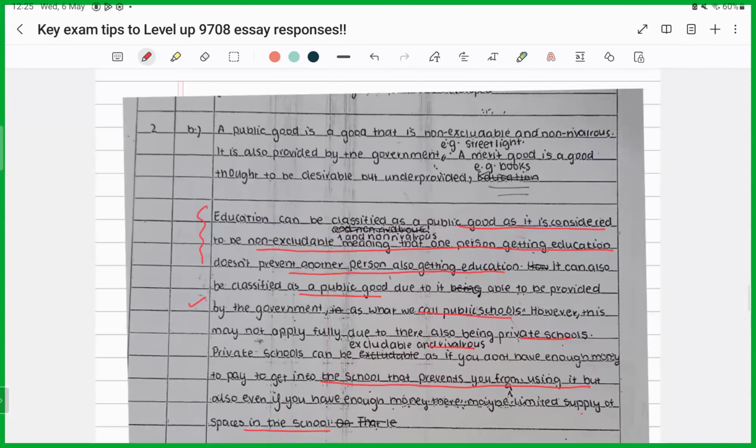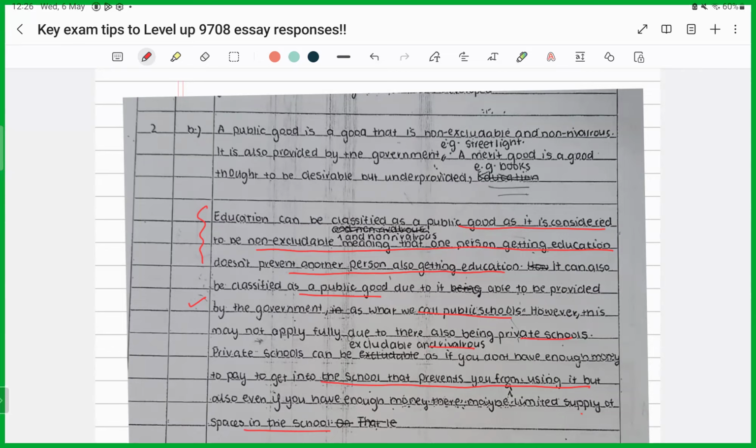whether the candidate had a clear view of what a public good is or what a merit good is, and how you would classify whether education is a public good or a merit good. So you need to be transparent and crystal clear in your concepts and definitions first. First, you tell me what's a public good and what's a merit good.